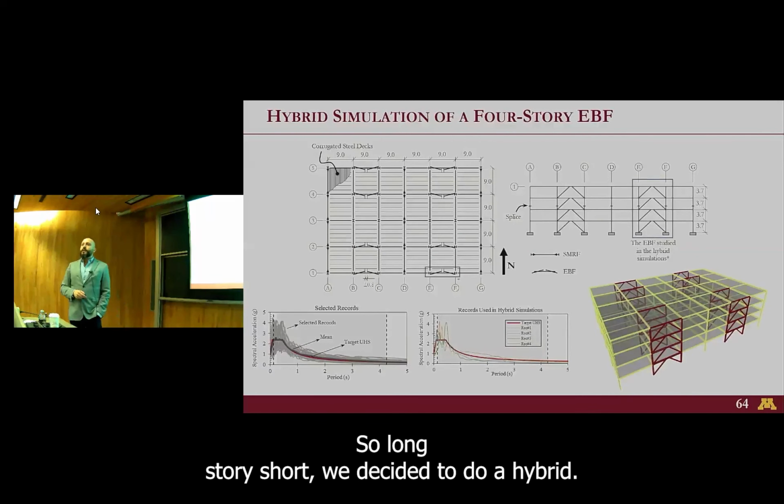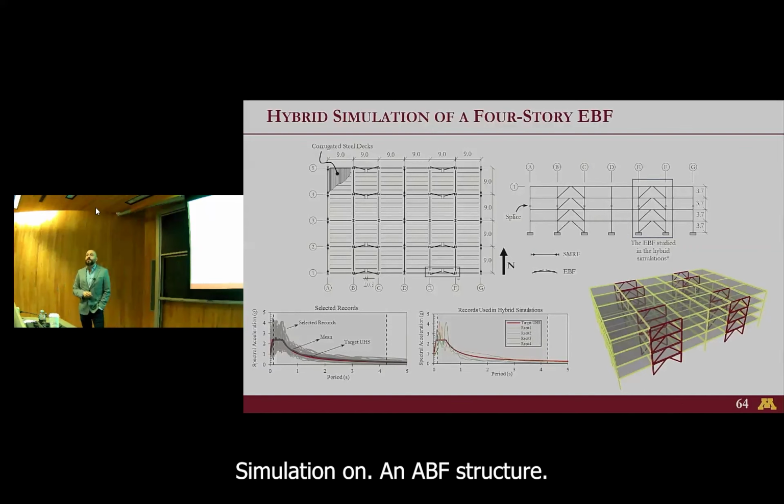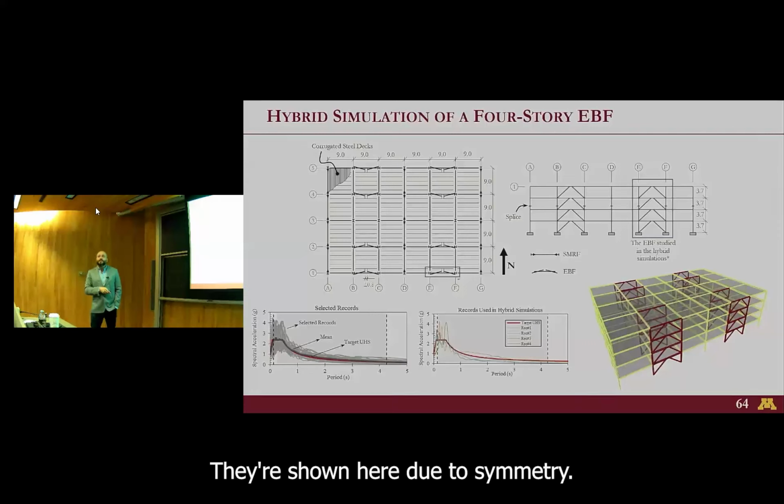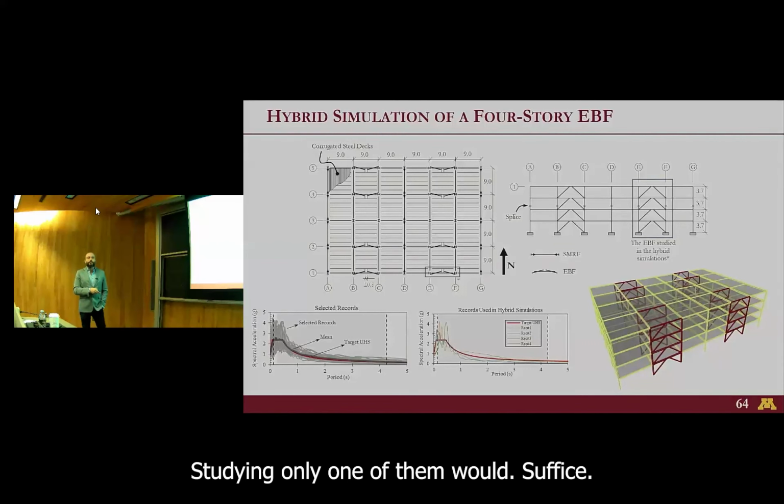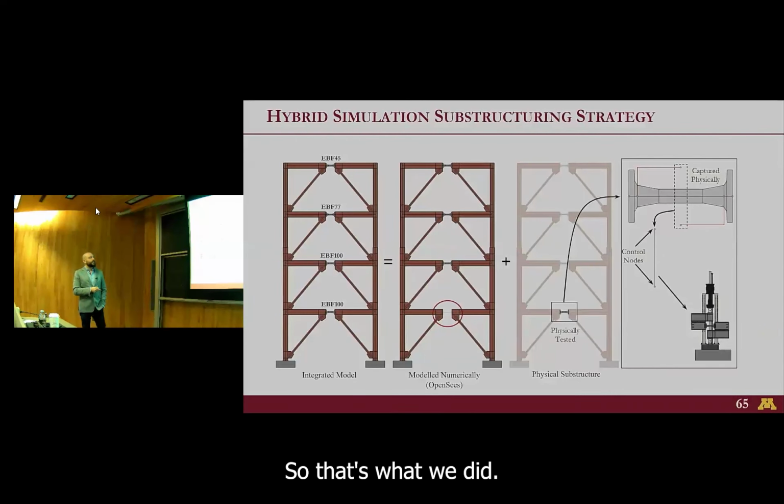So long story short, we decided to do hybrid simulation on an EBF structure. So we designed a 4-story EBF in downtown Los Angeles. I'm showing a rendering here. We have 8 EBFs in the building. In the plan, they're shown here. Due to symmetry, if we remove accidental torsion, we can argue that studying only one of them would suffice. So that's what we did.